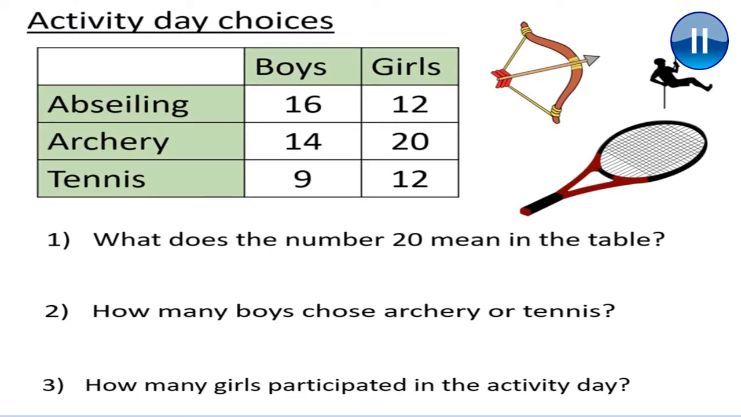Take a look at the following table. This shows activity choices for boys and girls. They have a choice of abseiling, archery and tennis. Using the table, can you answer the following questions? Question 1. What does the number 20 mean in the table? Question 2. How many boys chose archery or tennis? And question 3. How many girls participated in the activity day?